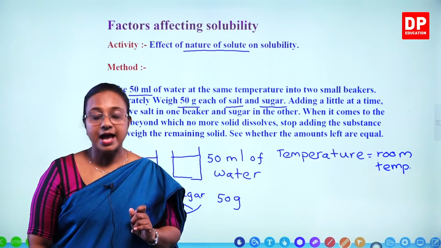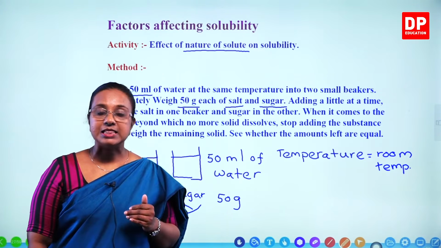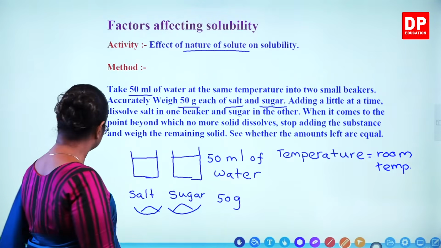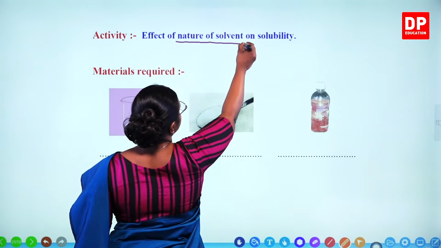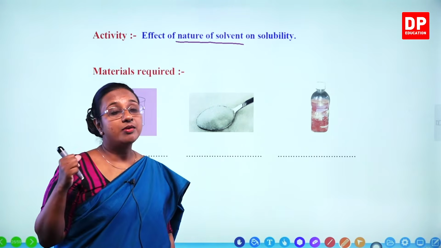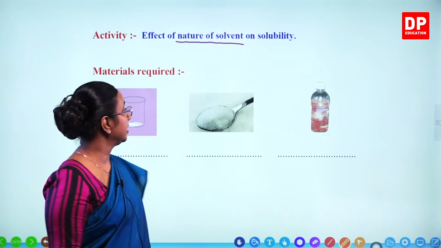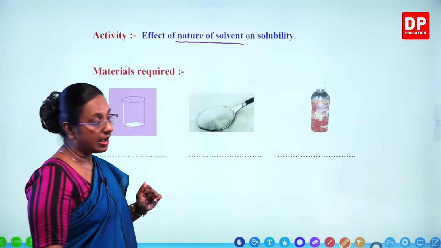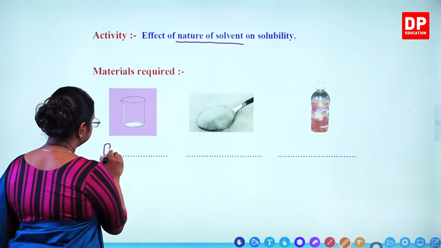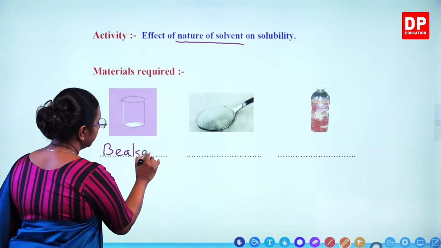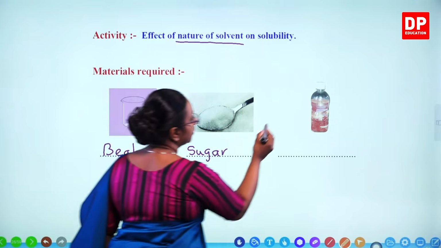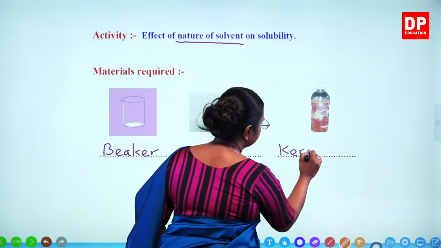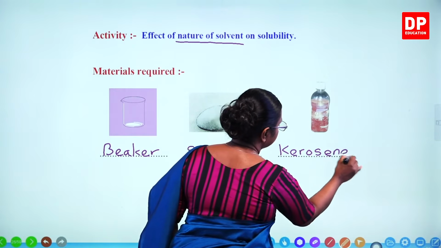That is one activity. Now I'll explain the next activity. Activity: effect of nature of solvent on solubility. So here we are going to test the nature of solvent. We already discussed the nature of solute. The materials required are a beaker, then we have sugar, that is the solute, and kerosene, that is the solvent.